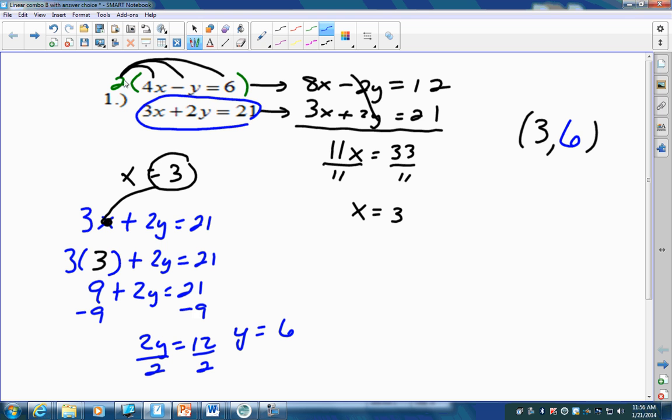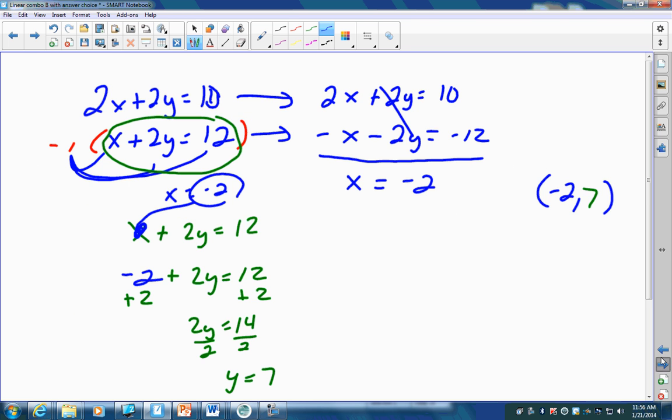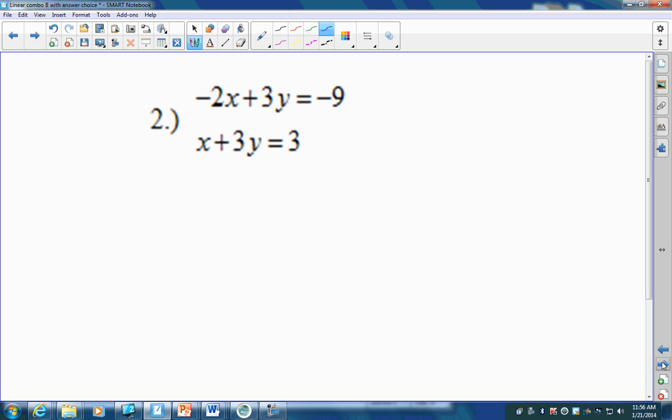After you figure out what to multiply by, then from there, the other steps are all the same. So let's look at number 2. Oh, there we go. Number 2.